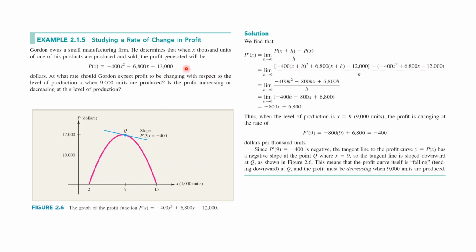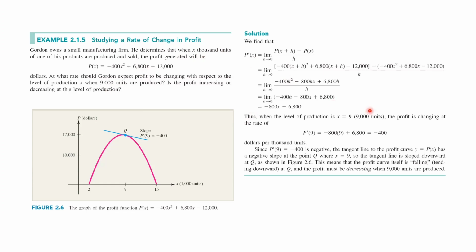For this example, we are given a profit function: -400x squared plus 6,800x minus 12,000. At what rate is the profit changing with respect to the level of production of 9,000 units? Please take note that x here is in 1,000 units. Using the definition of the derivative, p prime of x will eventually become -800x plus 6,800.